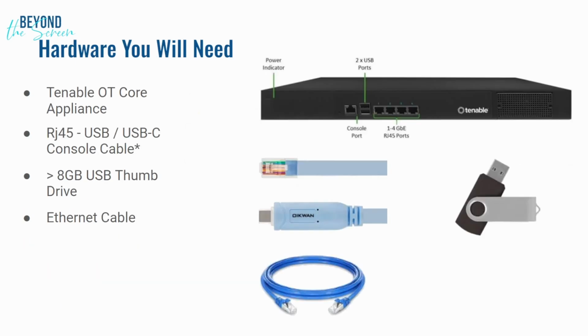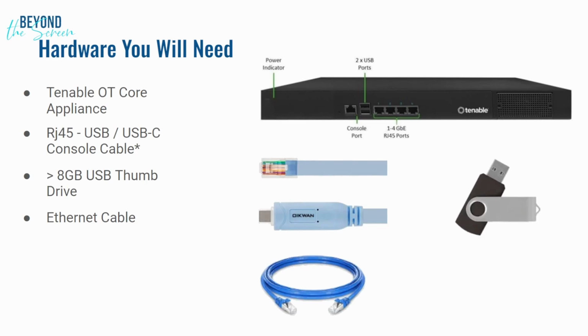So let's talk about what hardware you're going to need. You're going to need, of course, the Tenable Core Appliance itself. On top of that, you're going to need an RJ45 to USB or USB-C console cable. And you'll see a picture of the one that I have. I really like this one. I've used it out in the field. It works great. I do USB-C because a lot of times I switch between a PC-based laptop or a Mac-based laptop.